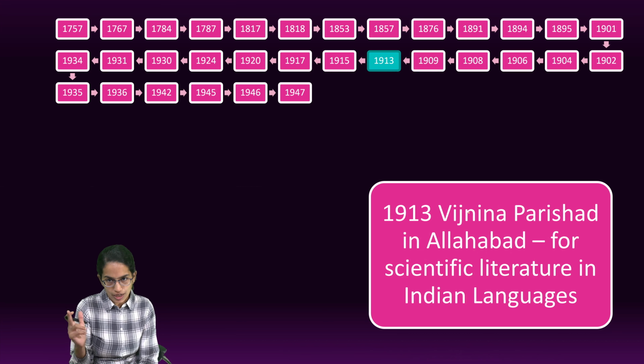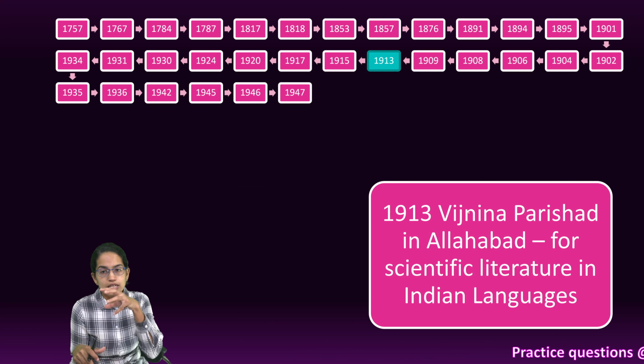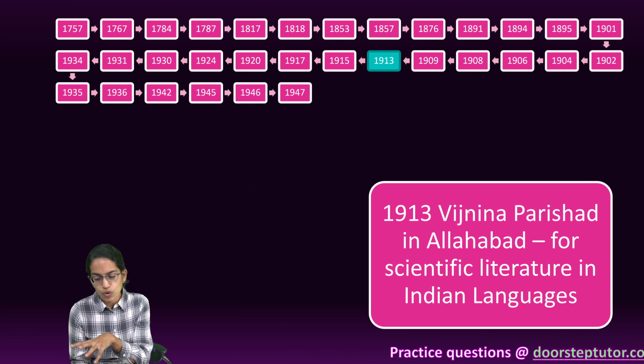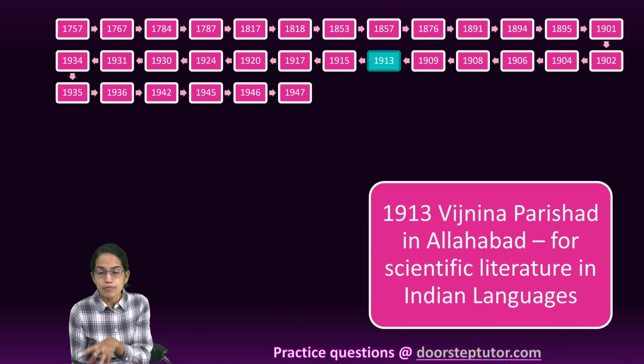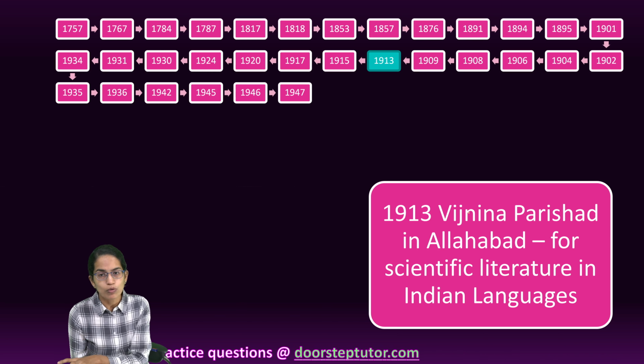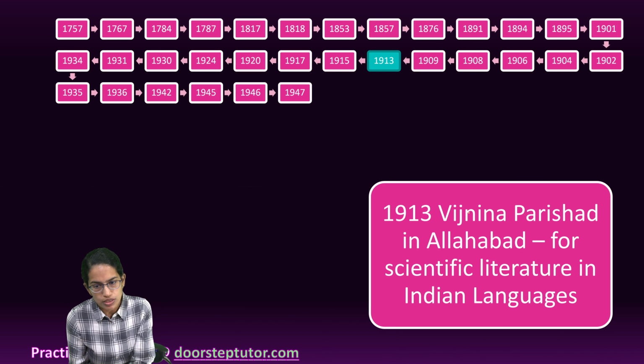Also TISCO, Tata Iron and Steel, established by Jamshedji Tata. The region for the TISCO was identified by Parmananath Bose, P.N. Bose, and he was one of the geologists of that time.